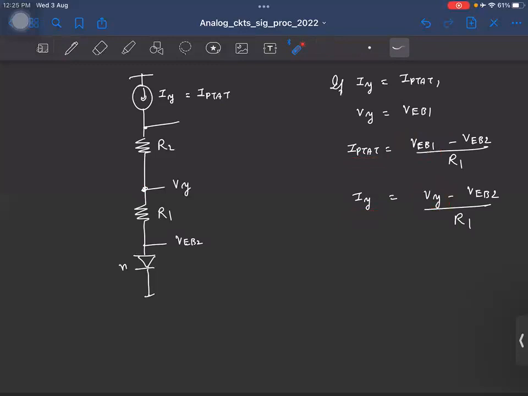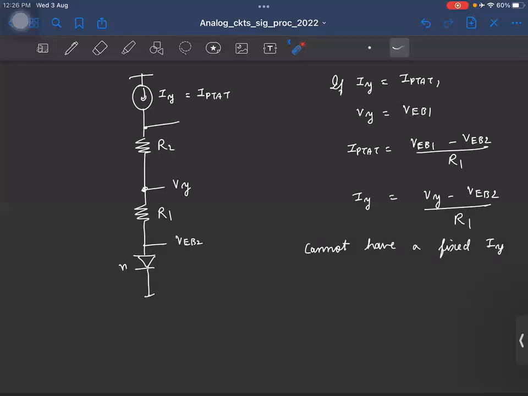But as I mentioned, it is not possible to exactly find this value of IPTAT and have a current source which produces the exact same current, right? In practice, the current will be slightly different. So we cannot have a fixed IY. So what should we do? What kind of current source must this be? I mean, it is a non-ideal current source, and if you have a non-ideal current source, you can't get the exact value, right? So in practice, what would you do?